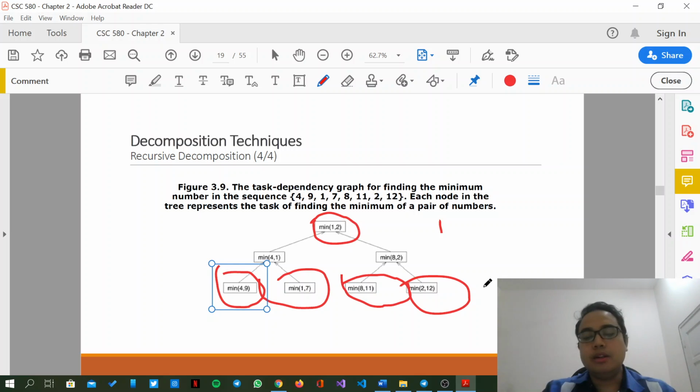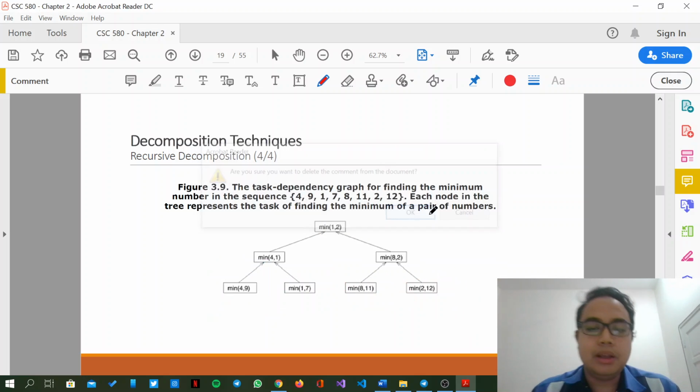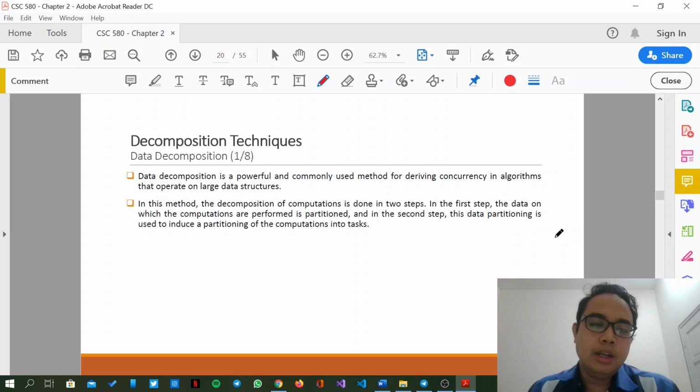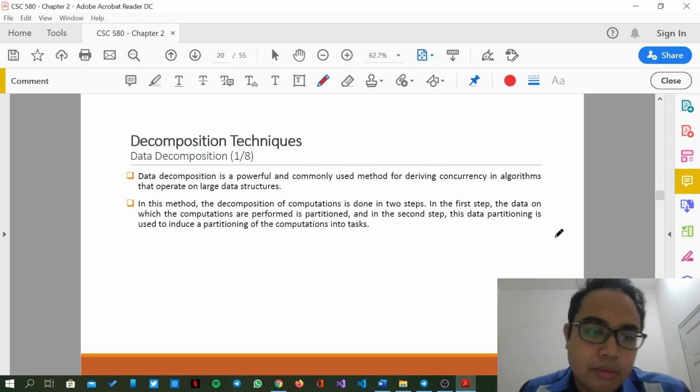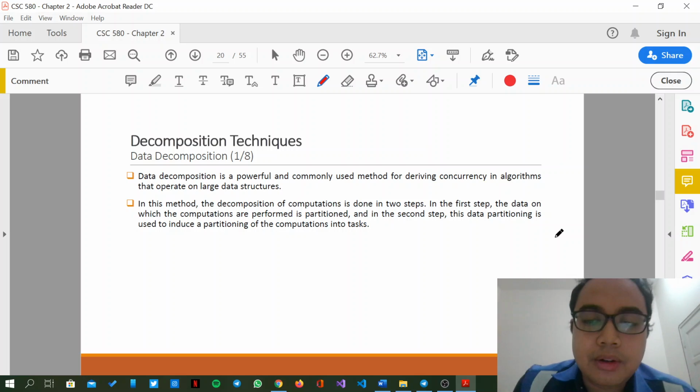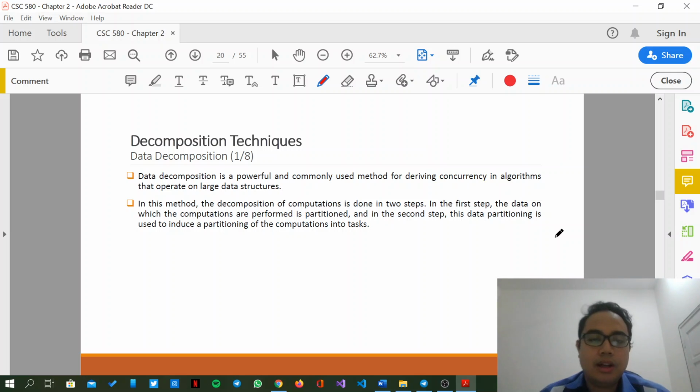Yang ni recursive decomposition. Kita punya satu problem besar, kita akan bagi 2 sampailah kita akan dapat dia punya jawapan. The next one is data decomposition. So data decomposition is a powerful and commonly used method for deriving concurrency in algorithm that operates on large data structure. Kalau kita cakap pasal parallel ni, selalunya akan ada pasal big data. Macam data yang besar, kita nak proses dia.